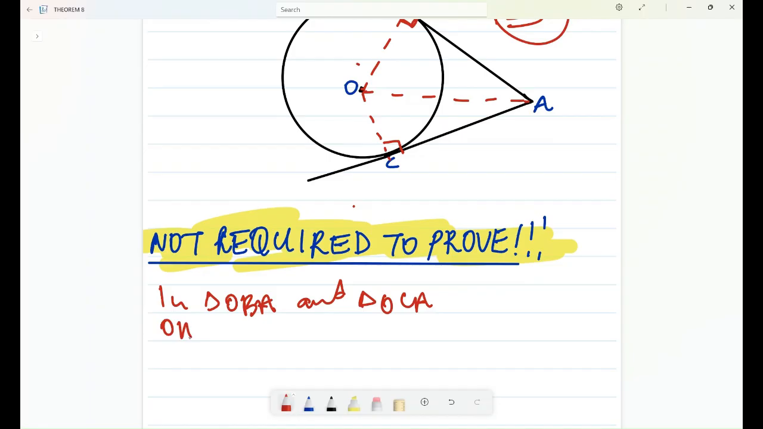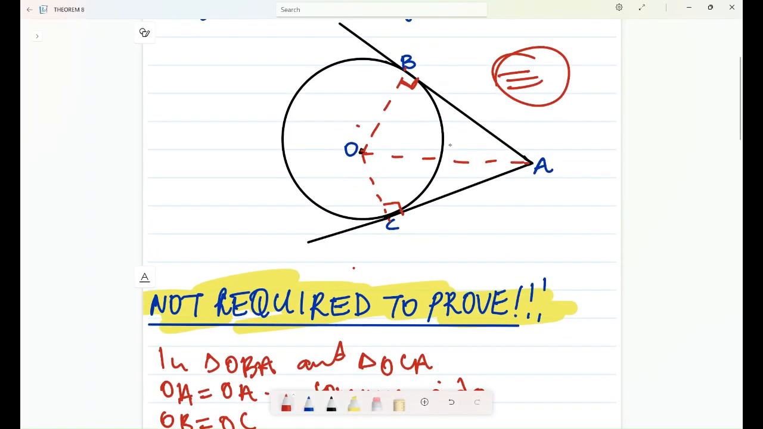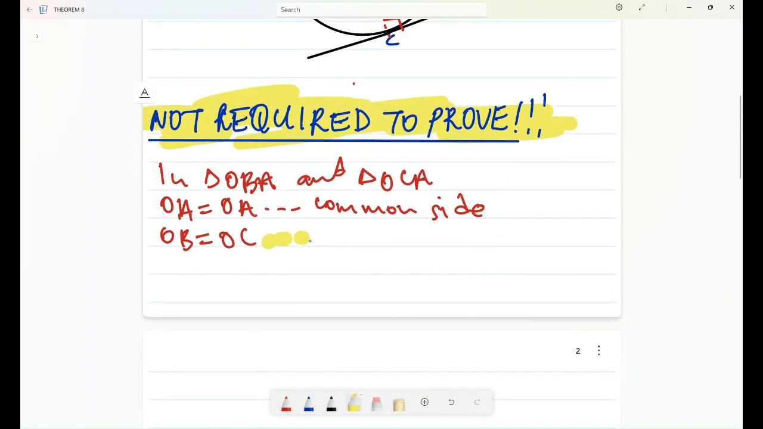OA is common. I like saying OA is equal to OA, which is unnecessary, but it shows that OA is common and is there on both triangles. Again, OA is a common side. Then OB is equal to OC. Which OB am I talking about? This is the OB. OB is equal to OC. Why am I saying that? Equal radii.